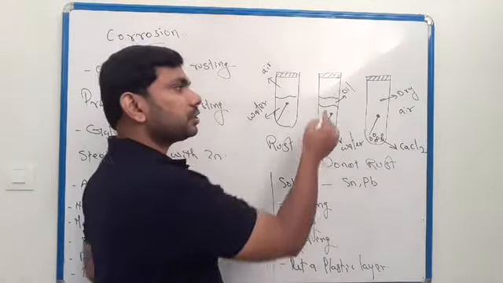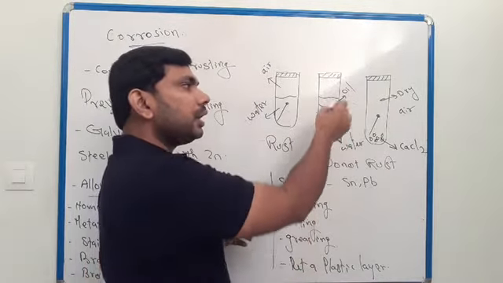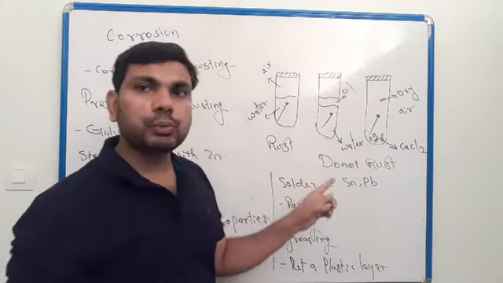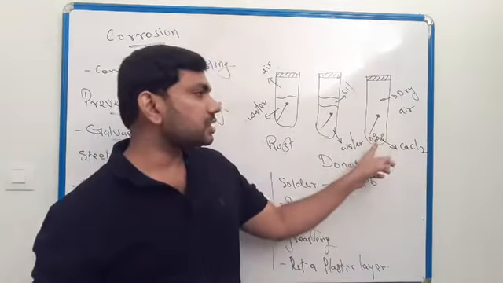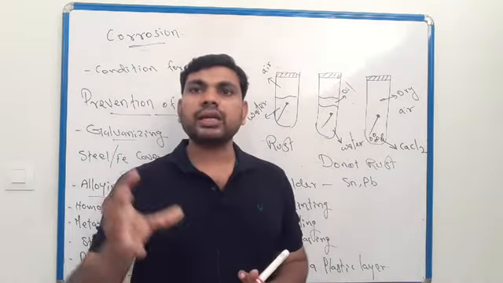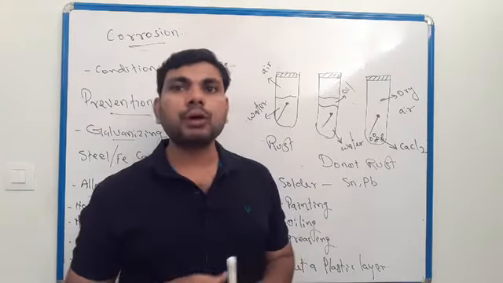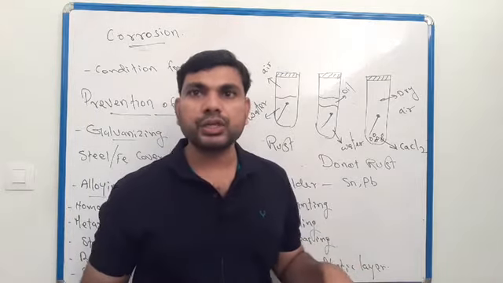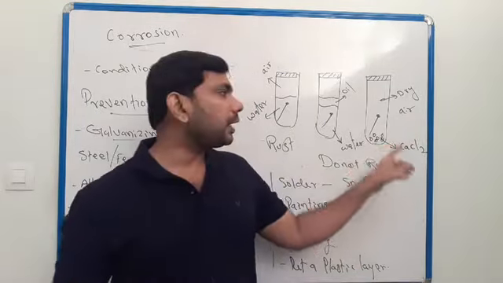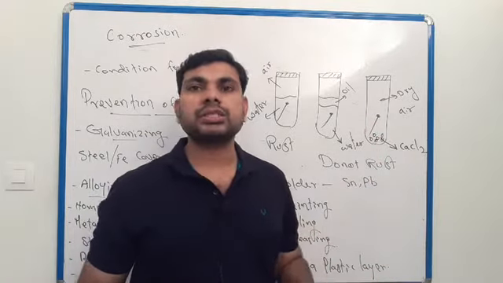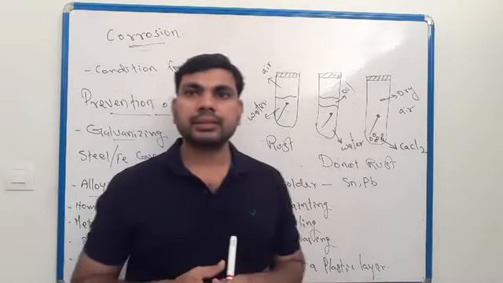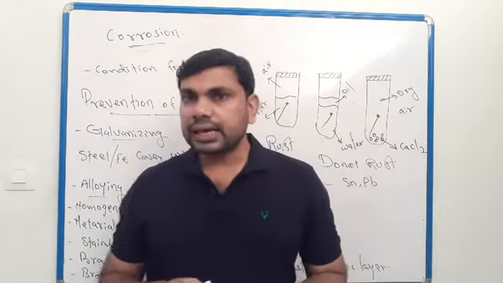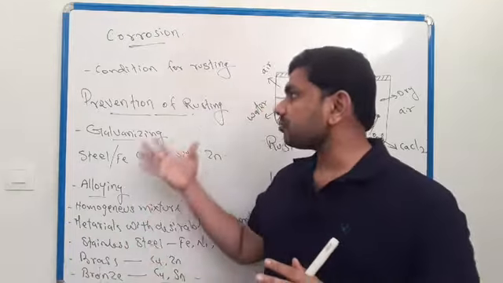In the second experiment, there is a layer of oil. That's why air cannot reach over here. That's why in the second test tube, the iron nail does not rust. In the third test tube, it is calcium chloride. Calcium chloride absorbs moisture, and that's why here it is dry air. There is no water vapor, there is no moisture. So only air. That's why in the third test tube, the iron nail does not rust. This activity shows that the conditions for rusting are air and water. Clear.